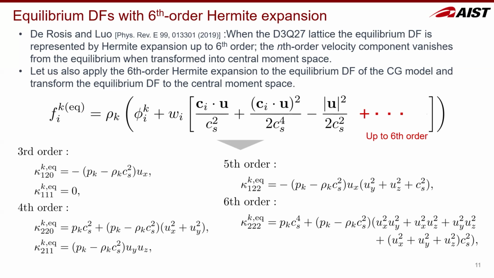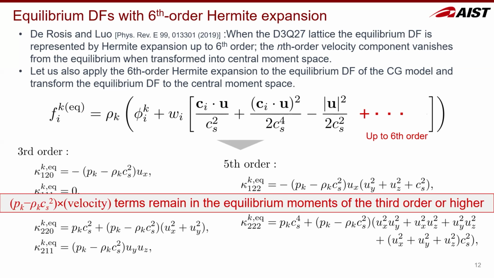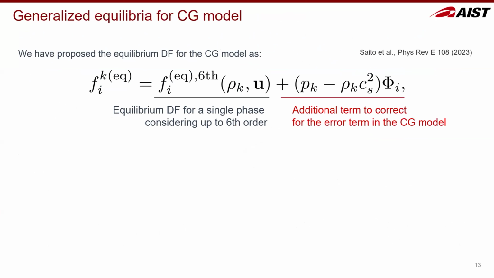As a result, several velocity-dependent terms vanish, but there still remain some of these terms in the equilibrium central moments at the third and higher order moments. So we additionally improved the equilibrium for the color gradient.